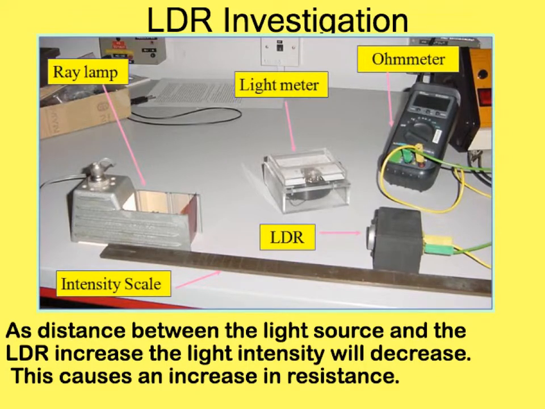As the distance between the light source and the LDR increases, the light intensity will decrease. This causes an increase in resistance. The reason the resistance increases is because as the light intensity decreases, the electrons inside the LDR receive less energy, therefore they can't move around as much. That reduces the current. Now remember that the current is a rate of flow of charge. So the slower the electrons are moving, the lower the current and the greater the resistance.